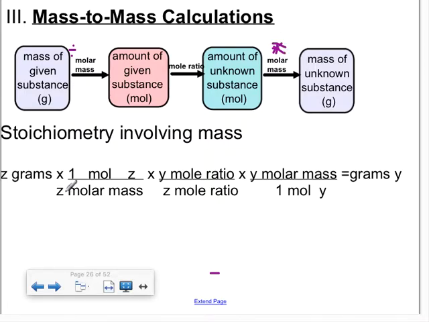Anyways, so basically, if I'm given element Z, I start with grams of Z. I divide by the molar mass of Z to get moles of Z. Then I can use my mole ratio. So now I'm going from Z to Y. And then they want to know the mass of Y. So you just multiply by the molar mass to get your answer in grams of Y.